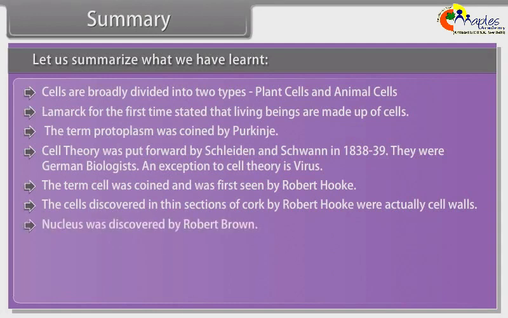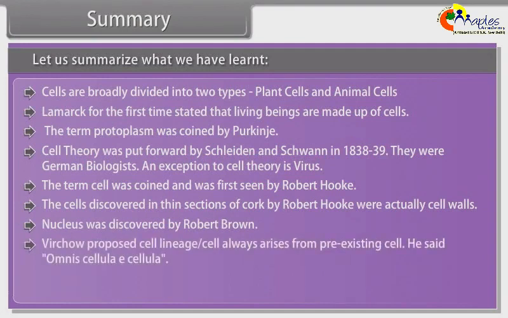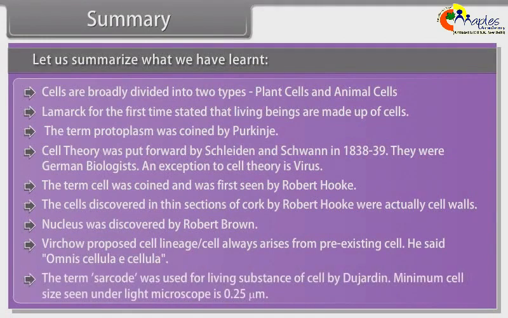Nucleus was discovered by Robert Brown. Virchow proposed cell lineage. Cell always arises from pre-existing cell. He said, "Omnis cellula e cellula." The term sarcode was used for living substance of cell by Jordan.